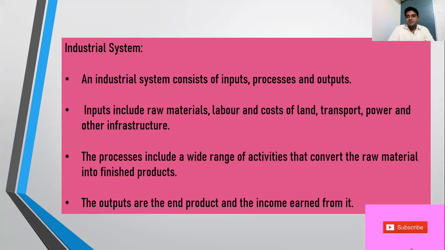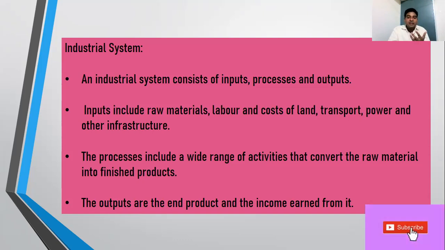The process is the mechanism that includes a wide range of activities, a spectrum of activities, that converts the raw materials into finished goods. The output is the end product that we are getting, through which the income is earned. So the industrial system is nothing but a combination of inputs, processes, and outputs.